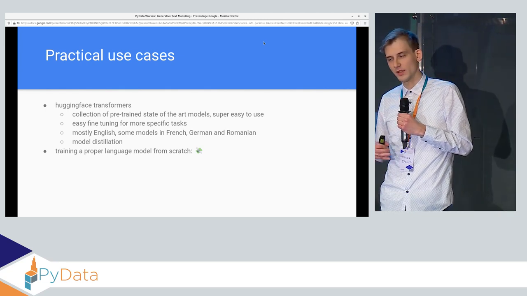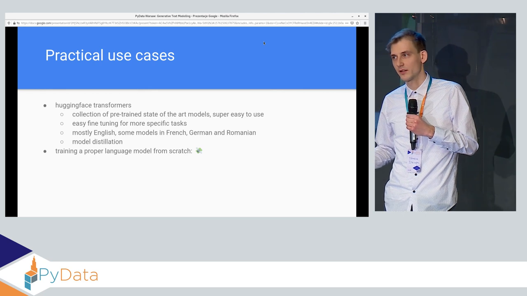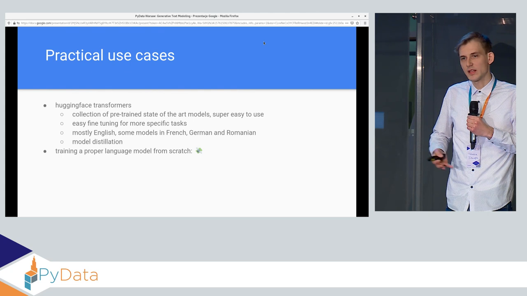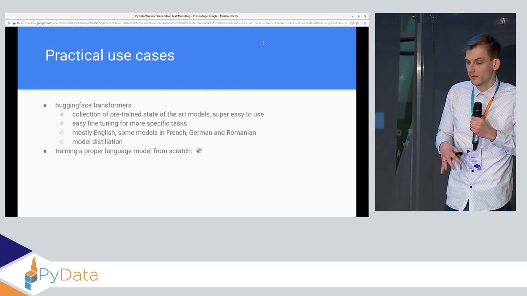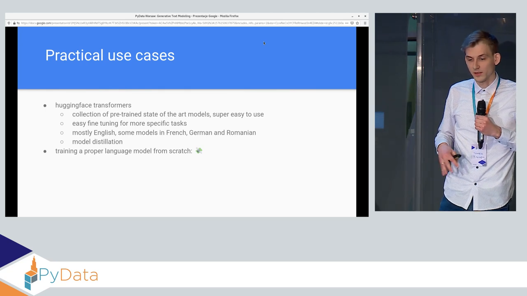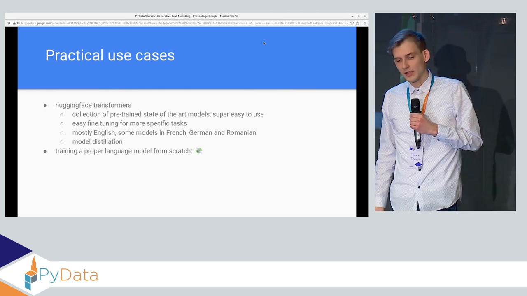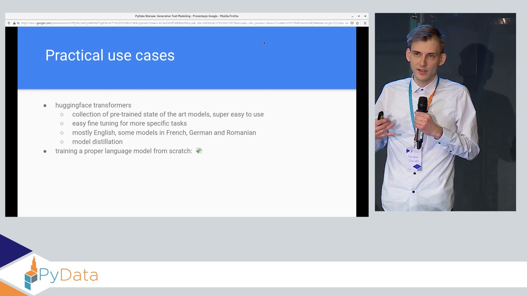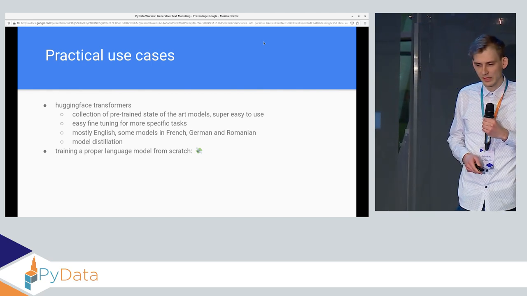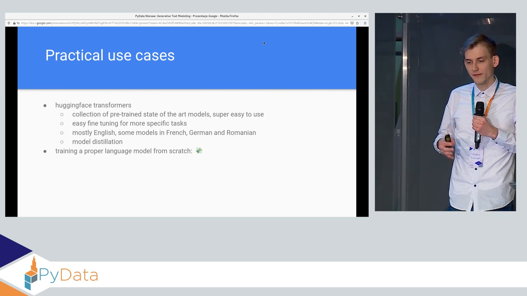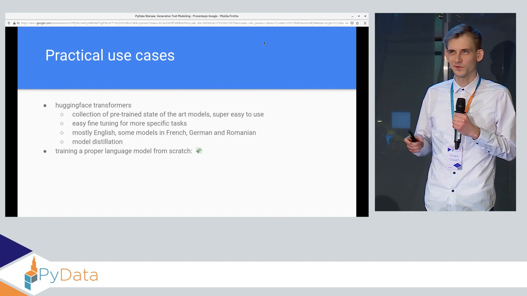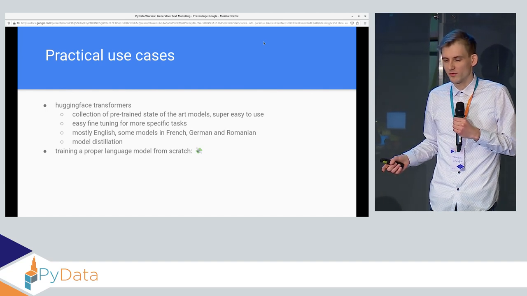It also has really nice capabilities for fine-tuning or transfer learning for more specific tasks. For example, if you'd like to do some more sophisticated sentiment analysis, this might be a really nice thing to take a look at. Sadly, the models are mostly in English. There are some models in French, German, and I think I saw something also in Romanian. Models that are multilingual are not really fit for generating the language. They also have issues understanding what kind of language you really want to see.